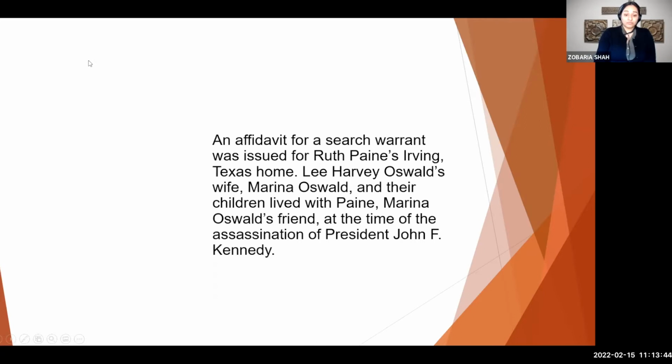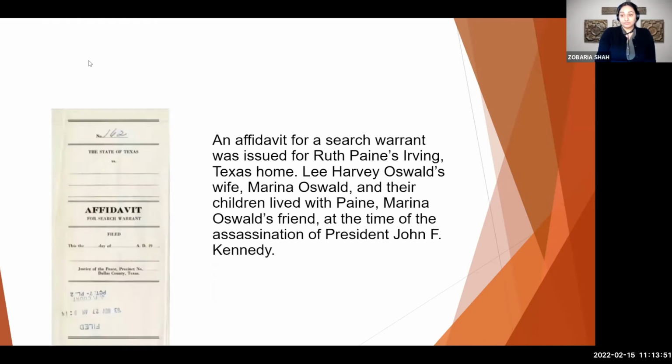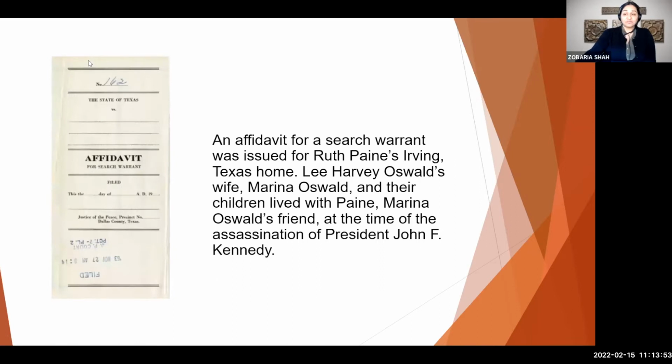So in order for them to search the home, they'd have to get access to the home with the warrant. Here's the affidavit, an image of the affidavit itself. And also, just so you guys are aware, any of the images that I'm showing you are a part of our collections here at the 6th Floor Museum.